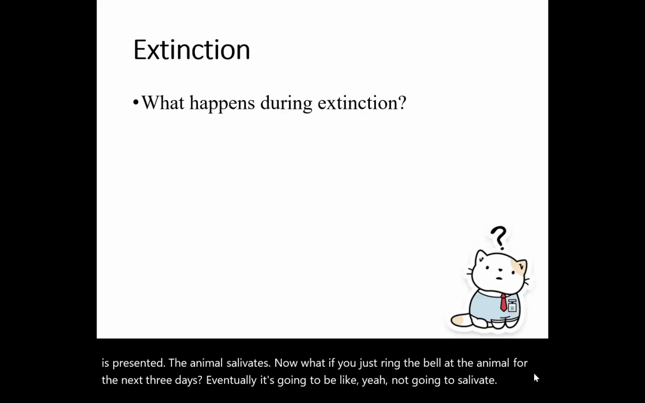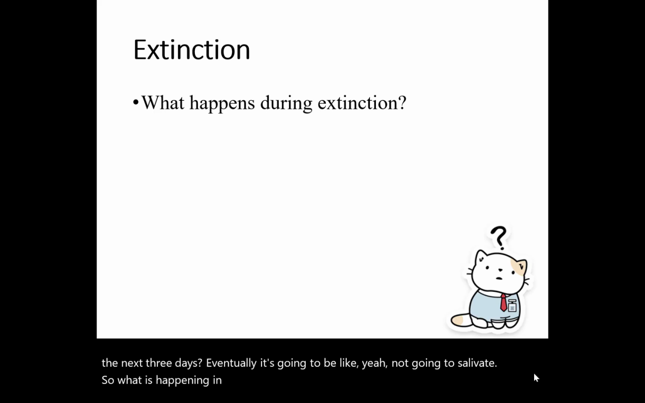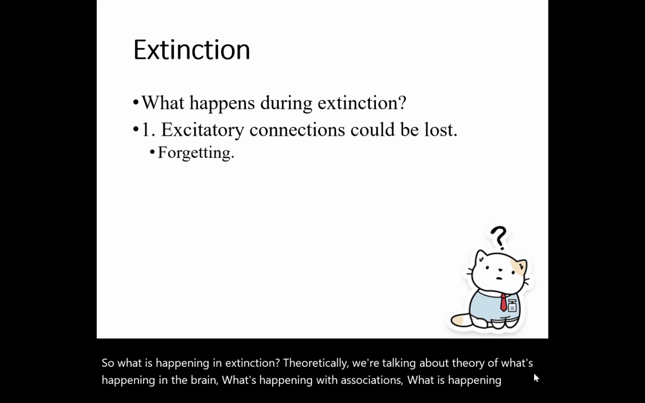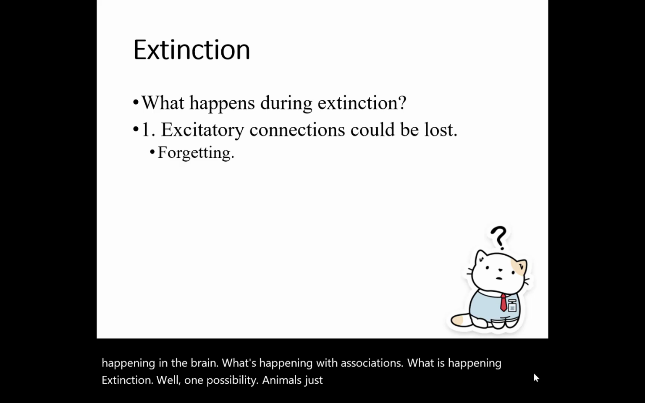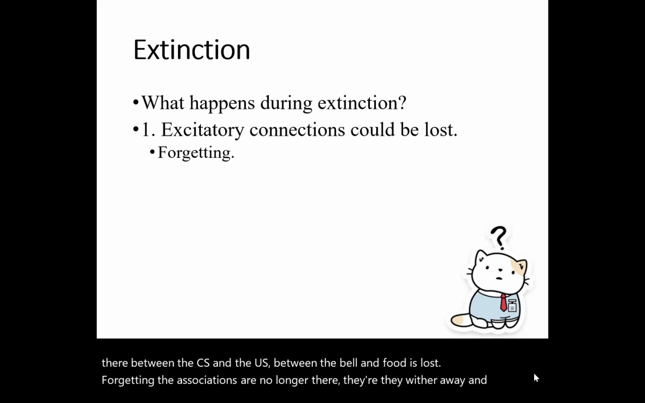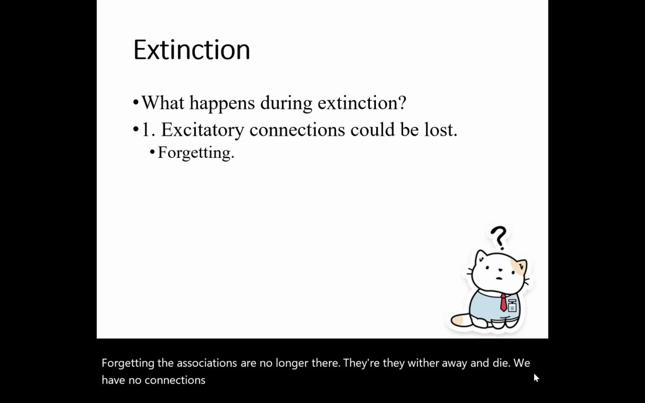What is happening in extinction? Theoretically, we're talking about theory of what's happening in the brain, what's happening with associations. What is happening in extinction? Well, one possibility is the animal's just forgetting. Whatever associations were there between the CS and the US, between the bell and food, is lost. Forgetting. The associations are no longer there. They wither away and die. We have no connections. That is a possibility.